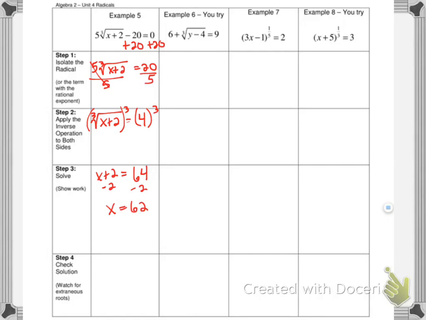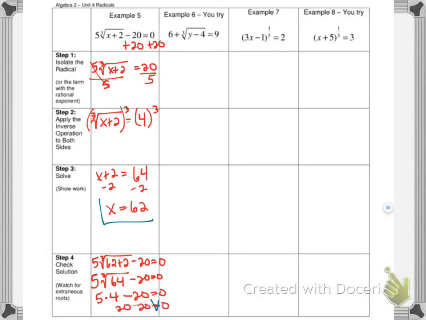So to check this, I'm going to plug 62 in. So 5 times the cube root of 62 plus 2 minus 20. See if that equals a 0. So this is 5 times the cube root of 64, which is 4. So 5 times 4 minus 20 is 0. That's 20 minus 20, which is 0. So I know that this is correct, and this is the right answer.